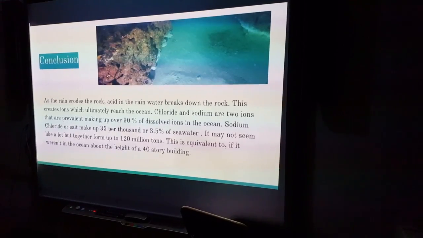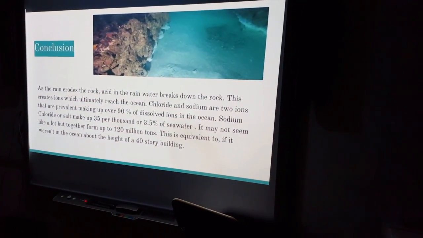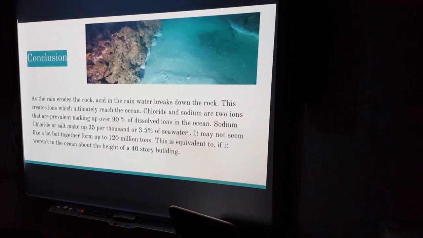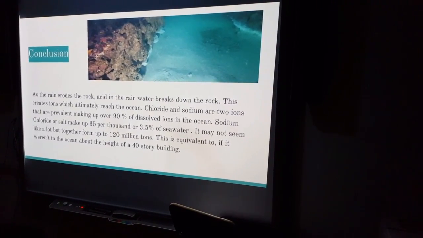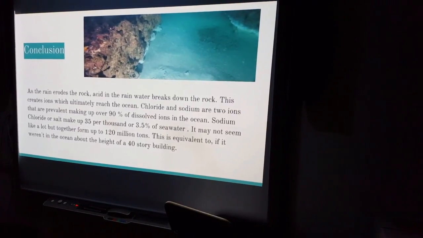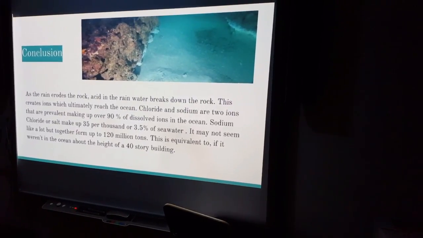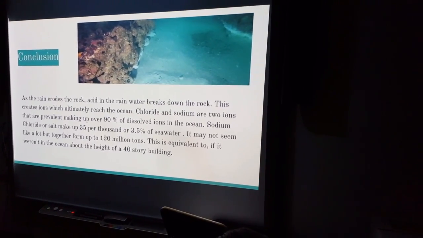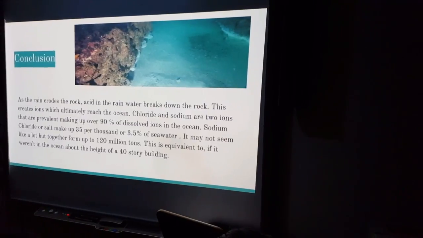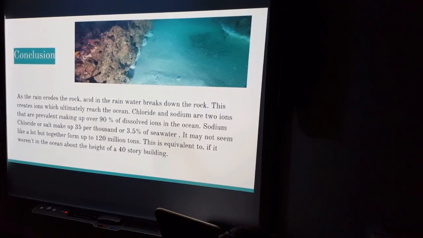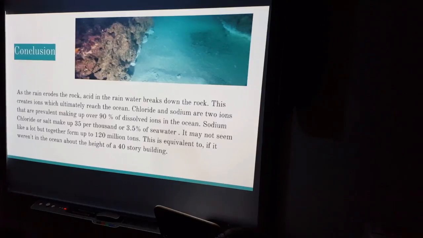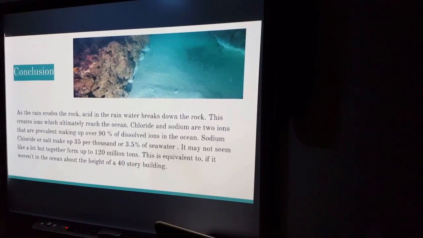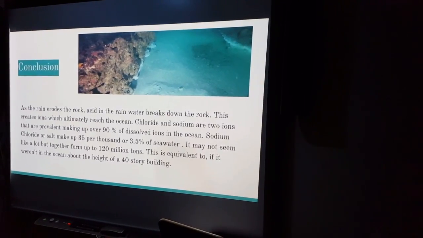Okay, so as the rain erodes the rock, acid in the rainwater breaks down the rock. This creates ions which ultimately reach the ocean. Chloride and sodium are two ions that are prevalent, making up 90% of the salt ions in the ocean. Sodium and chloride, or salt, make up 35 per thousand, or 3.5% of seawater, which may not seem like much, but if added together and taken out of the ocean, it adds up to 120 million tons, which is equivalent to the height of a 40-story building.